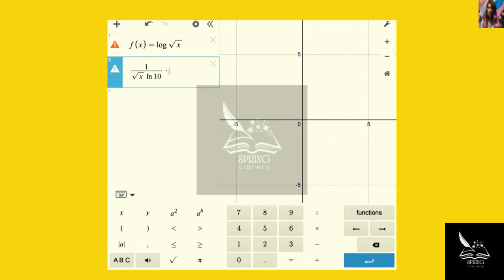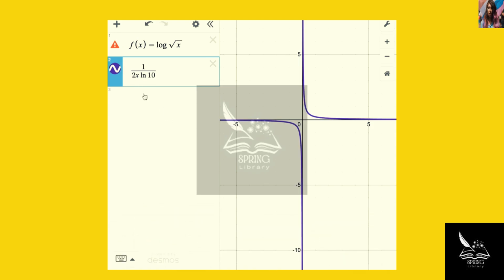And that's ultimately just going to give us 1 over 2 times the square root of x. So with all this in mind, we can combine everything. We see that this square root of x times the square root of x will just give us x, and then the 2 we'll have out in front. So we'll get 1 over 2x times the natural log of 10. This will be our final graph of the function.